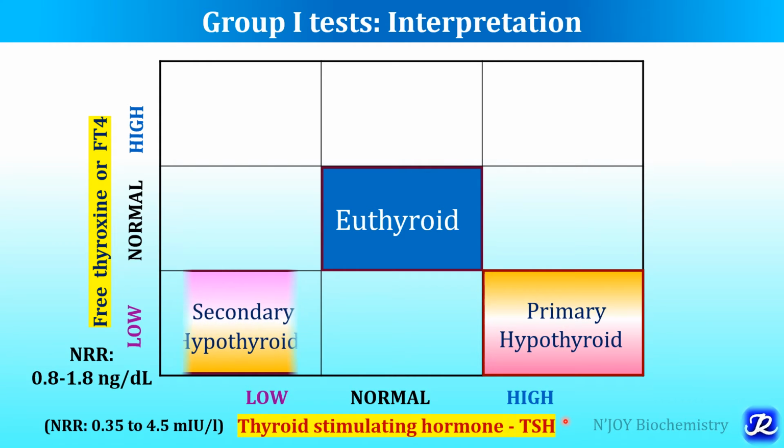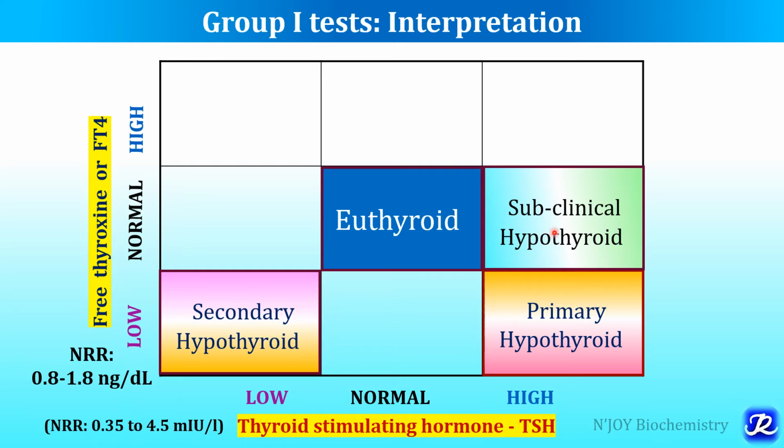So this is the primary hypothyroid condition, which is characterized by decreased level of free T4 and increased level of TSH. Now if both free T4 and TSH are decreased, it is called secondary hypothyroidism, where the pathology lies either in the anterior pituitary or in the hypothalamus. It is characterized by decrease in level of both T4 as well as TSH. Subclinical hypothyroidism is characterized by high level of TSH and normal level of free T4.